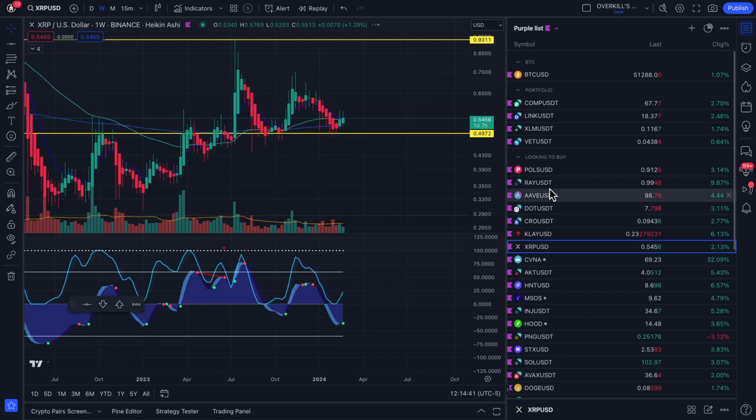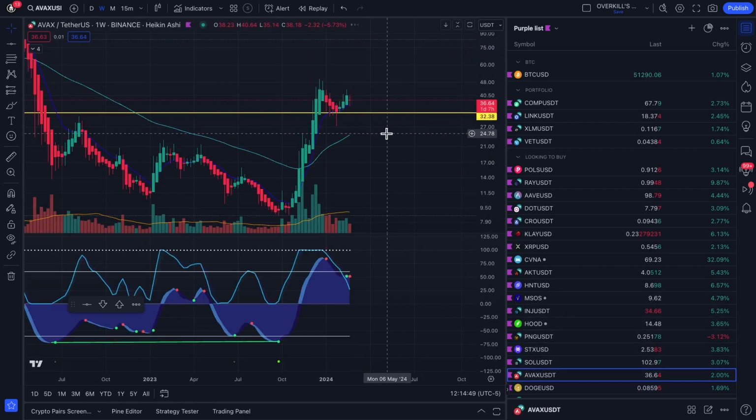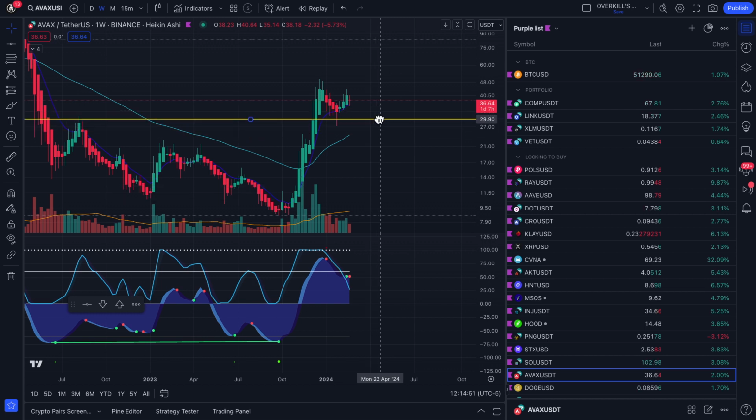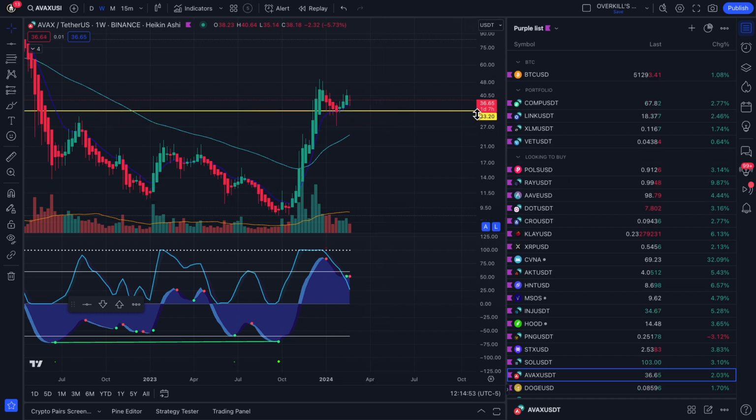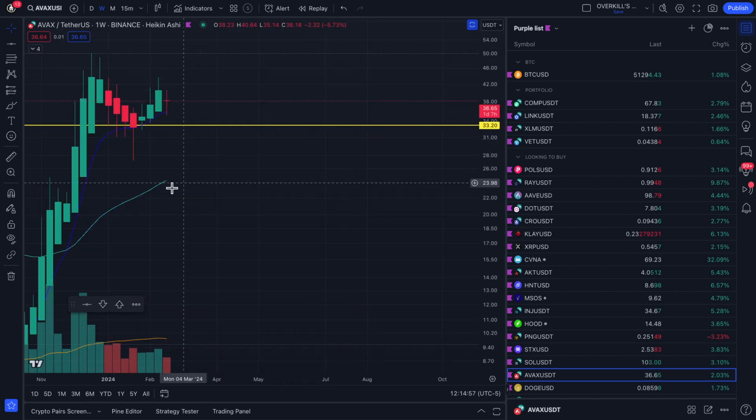So I'm really bullish on 6 of these names this week. And there's probably going to be some more down here too. Here's AVAX. So AVAX is putting in a bull flag too. It got a little pullback. 33.20 is the level we're playing. To me, we're too far off the 50. I want to buy stuff near the 50.